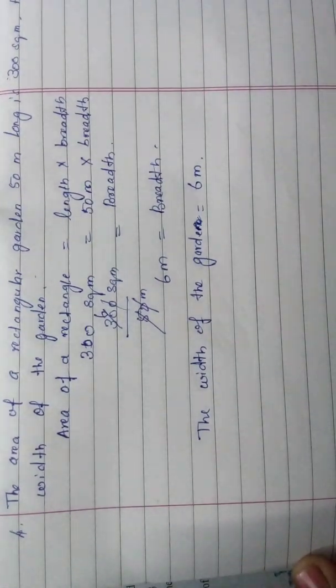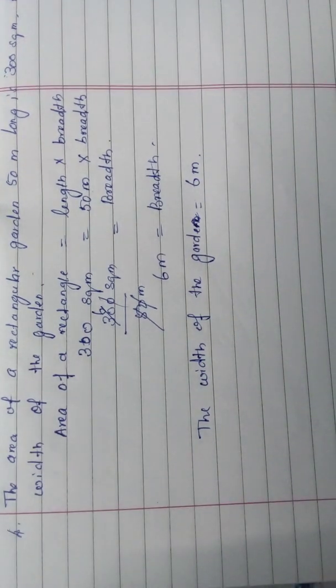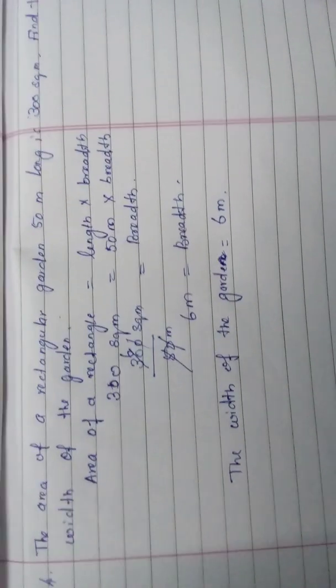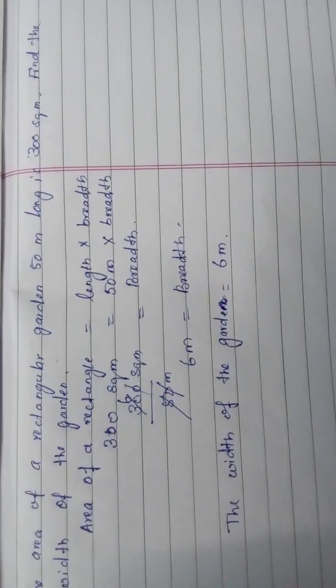So, in this way, using the formulas, we can find an unknown measurement. Understood, children? So, do the remaining sums like this. Read the questions, understand the things, what all the given things are and what we want. You do it. Understood, children?